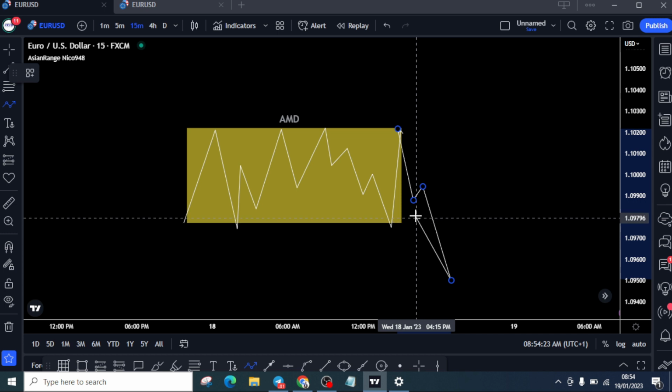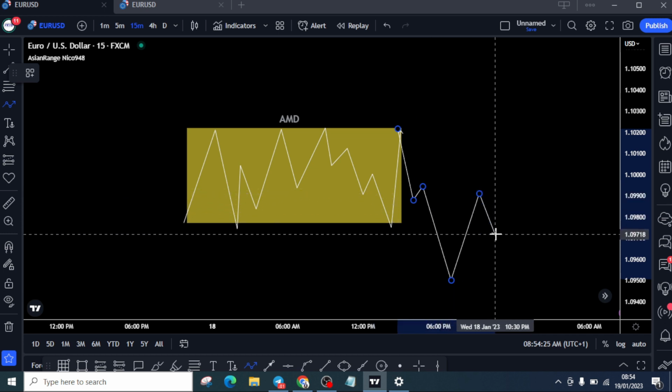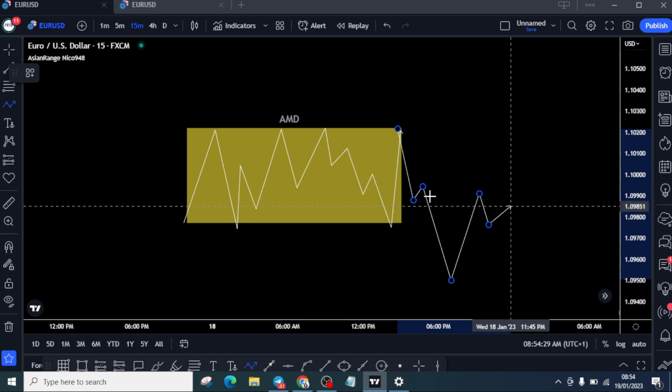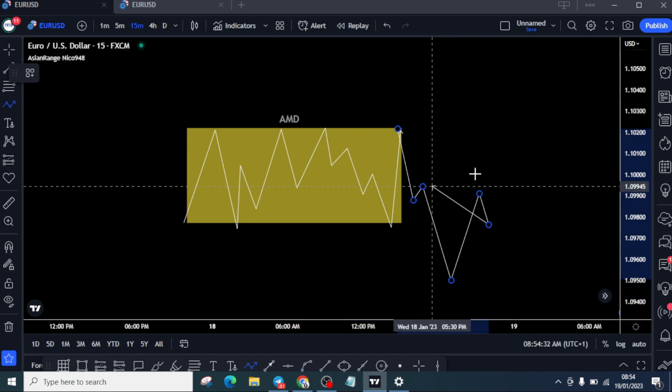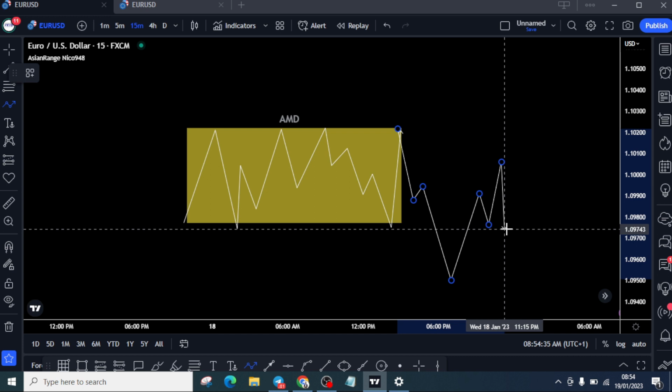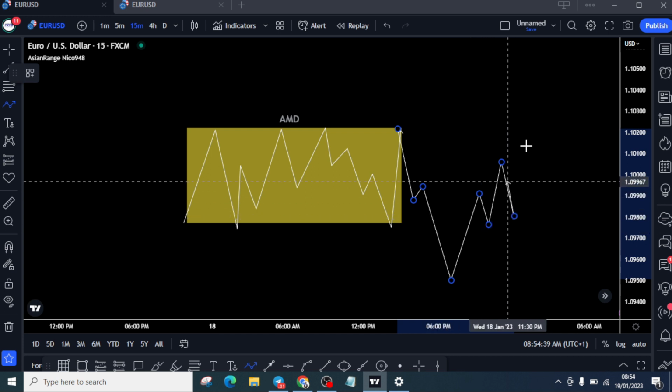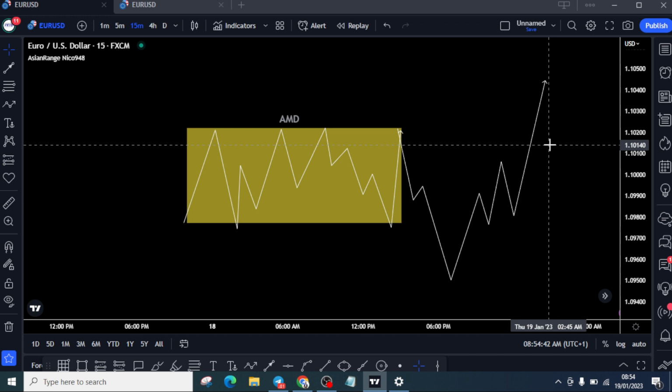what you will simply do is wait, don't take this trade. This is what we call the smart money trap, and most people fall for this trap. Now you want to see that this high is taken out, and then you take your trade based on the real London session open, which actually occurs here.